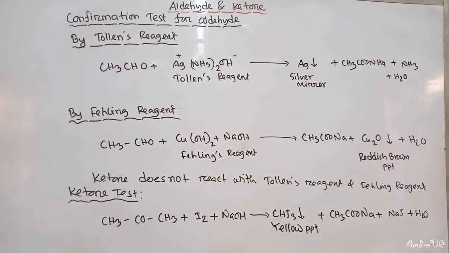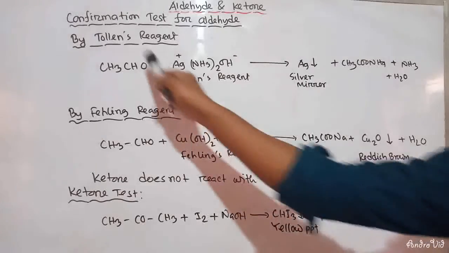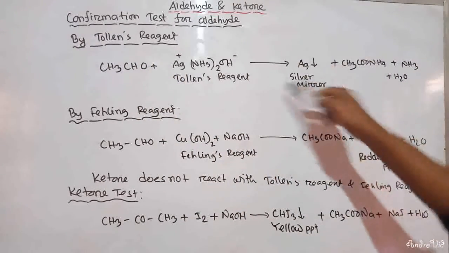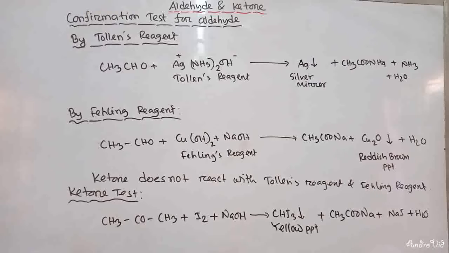When you add Tollens reagent with a solution of this compound, then they produce a silver mirror on the wall of the test tube. You will clearly see your face. In addition, they produce an ammonium salt of the acid, ammonia, and at the same time water also. So this is basically an oxidation and reduction reaction, and this Tollens reagent here acts as an oxidizing agent.